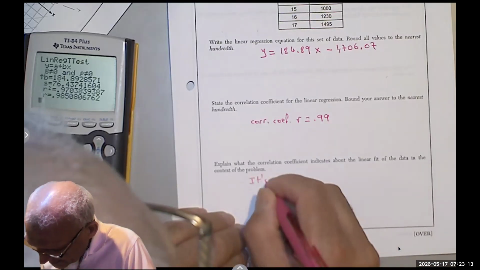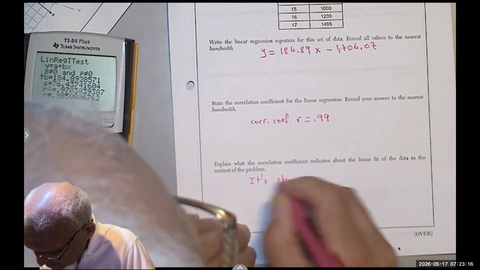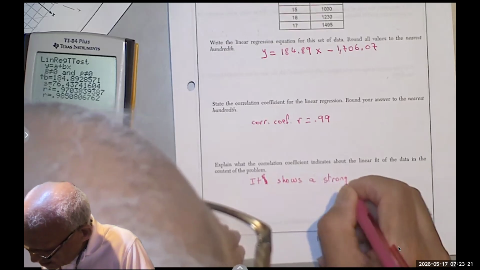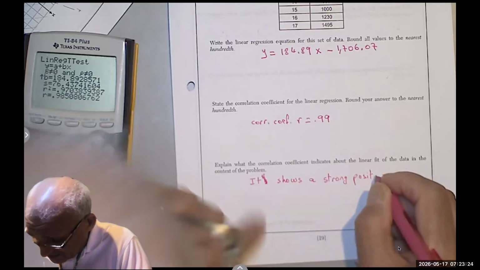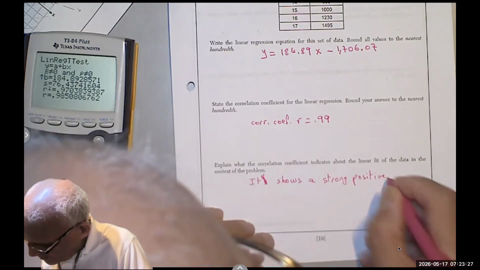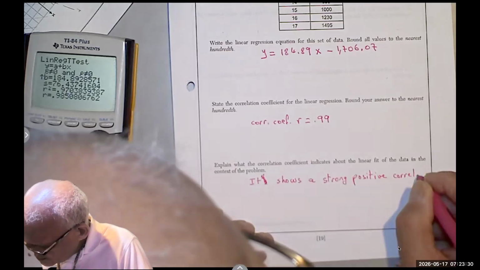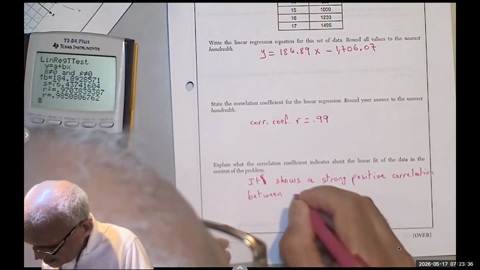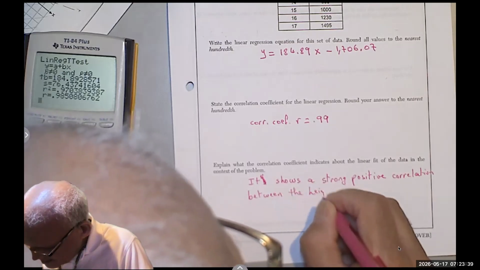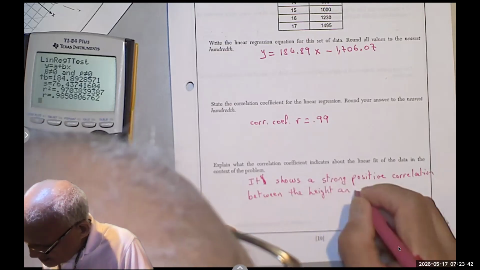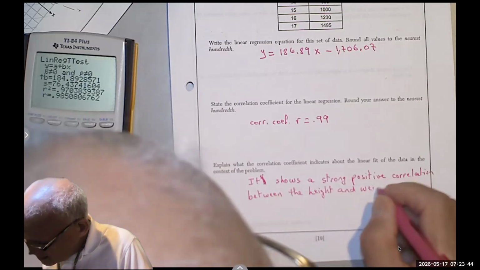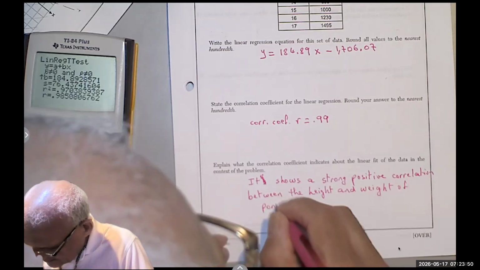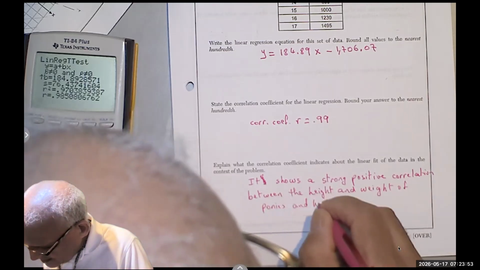It shows a strong positive, in fact, very strong, 99%, strong positive correlation between the height and weight of ponies and horses. And that's enough. I think that's all what you need to do.